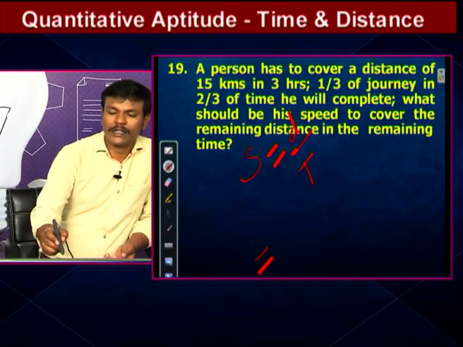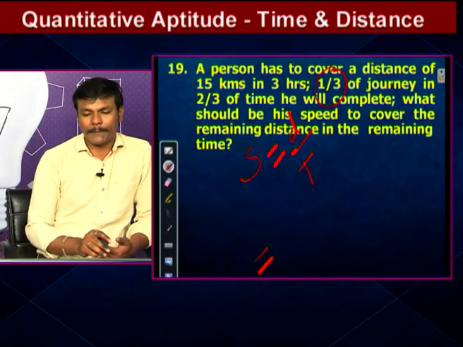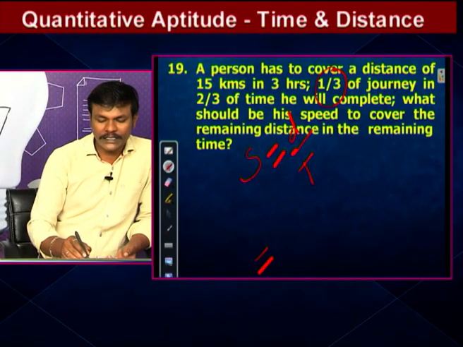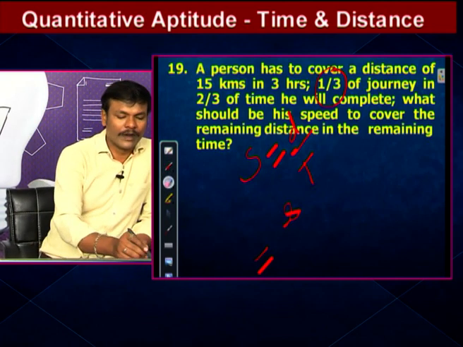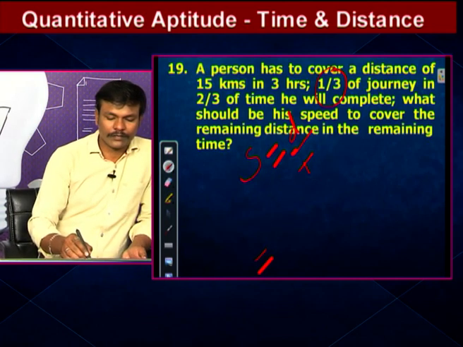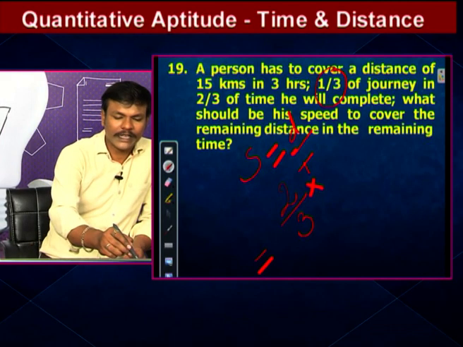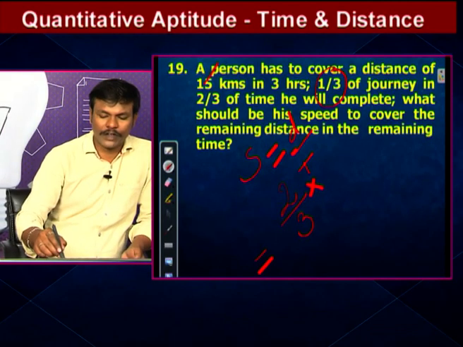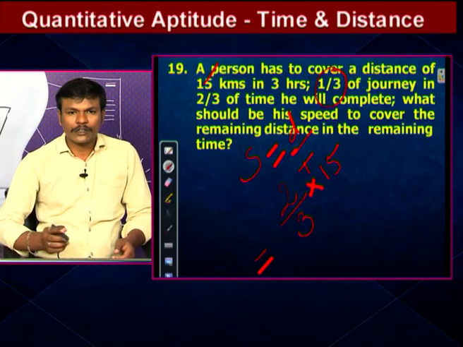1/3 of the journey is already completed, and the remaining 2/3 will be completed. So the remaining distance is 2/3. In what 2/3? In 15 kilometers of distance. So 15 kilometers is the distance, and 2/3 is the remaining.